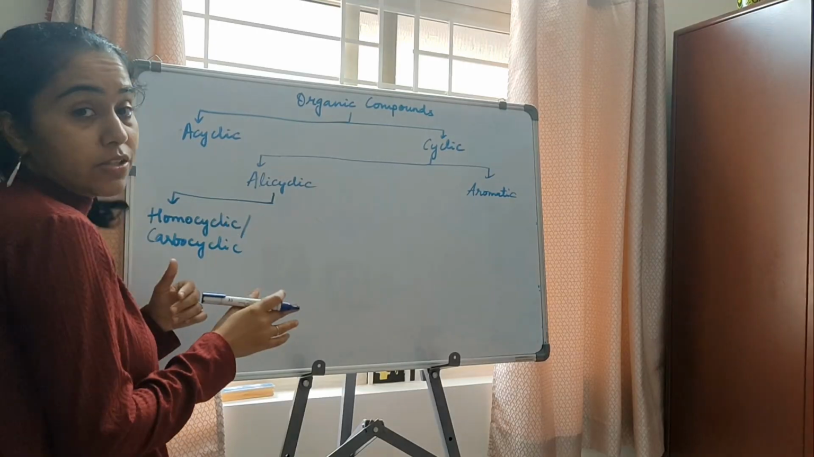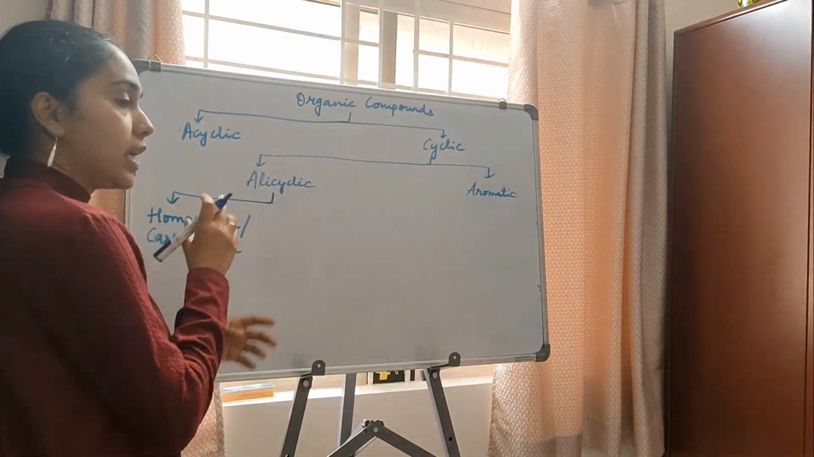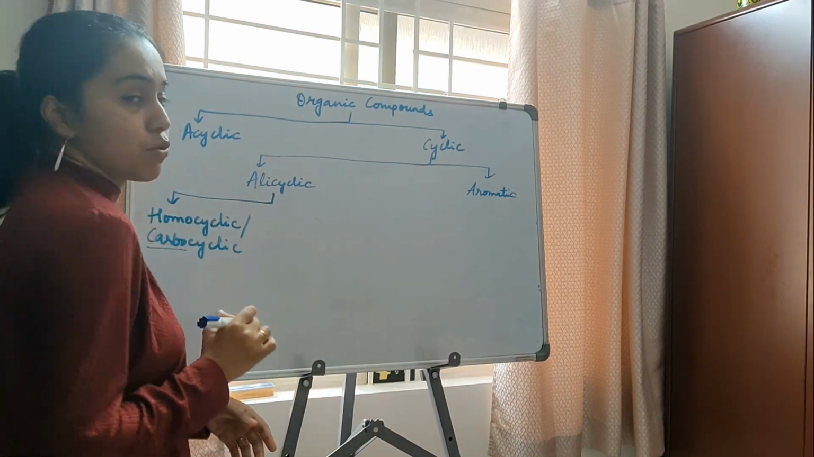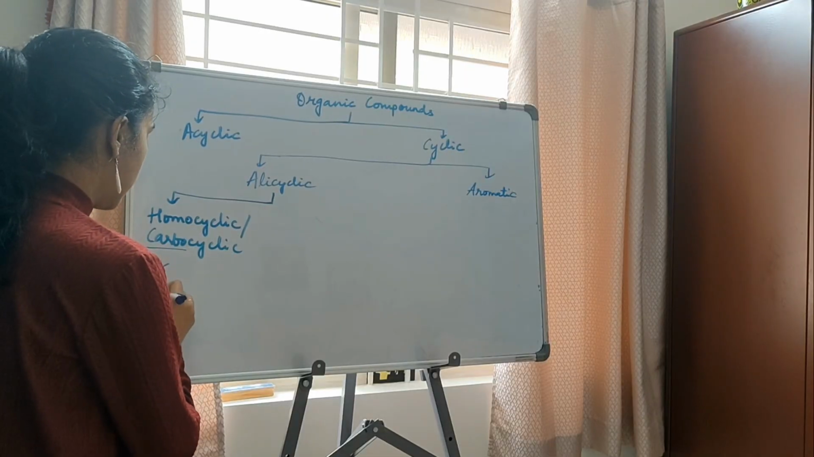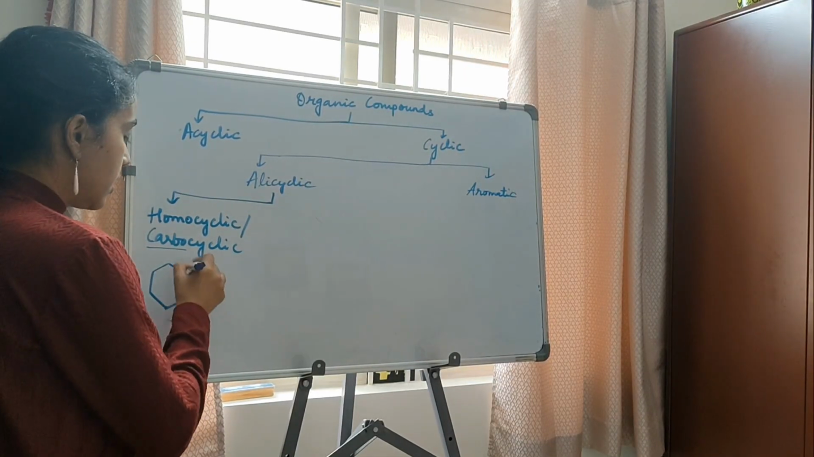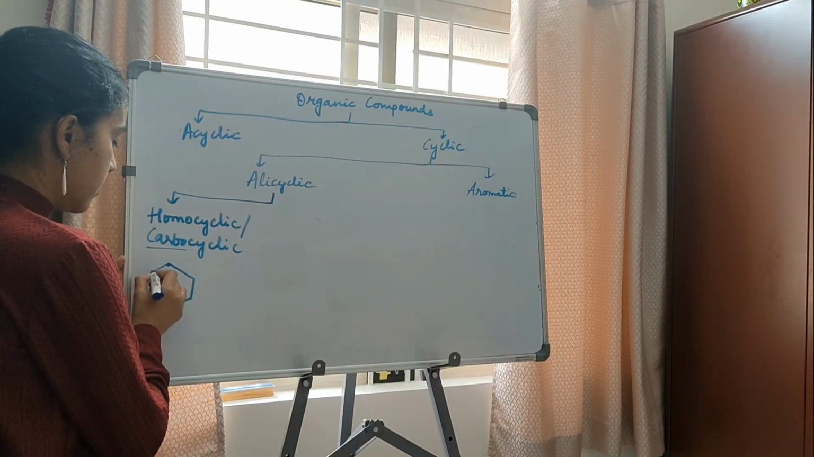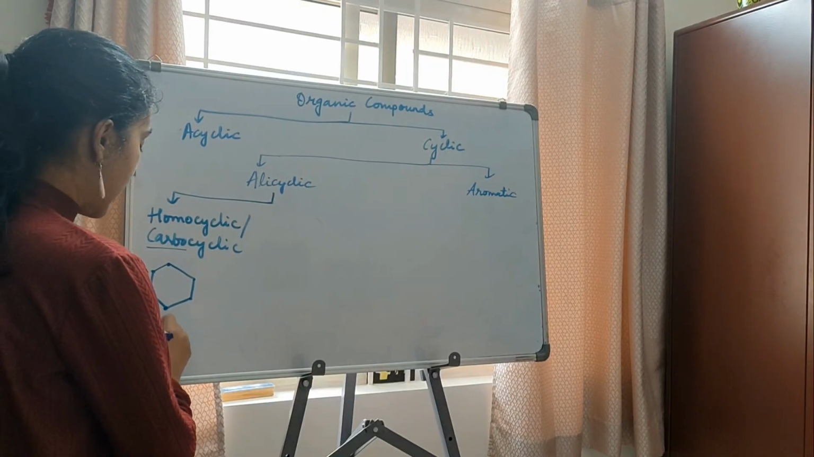Now, as the name tells you, homo means same type of atoms. So in the ring, there will be the same type of atoms, that is carbon atoms. It's also called carbocyclic. So here the ring will have only the carbon atoms. For example, cyclohexane. So it is a 6 carbon ring. So here altogether 6 carbon atoms are there at this position, here, and here. So it's called cyclohexane.